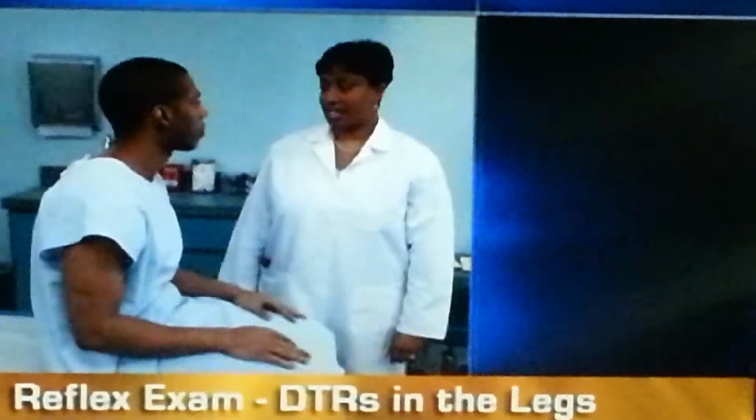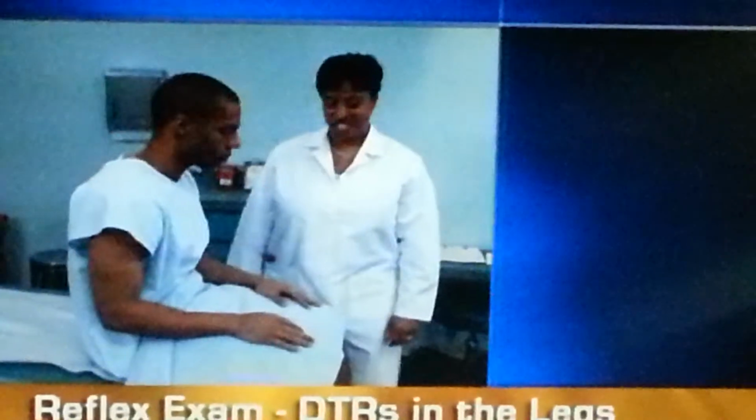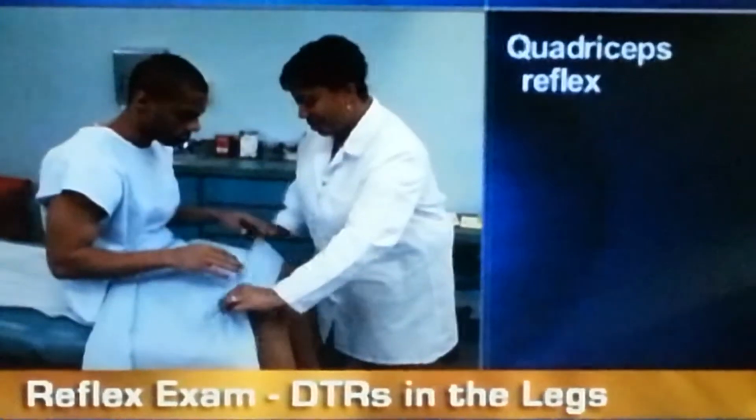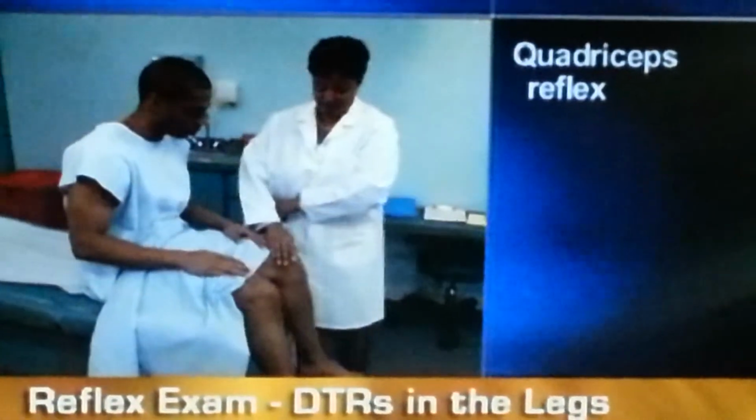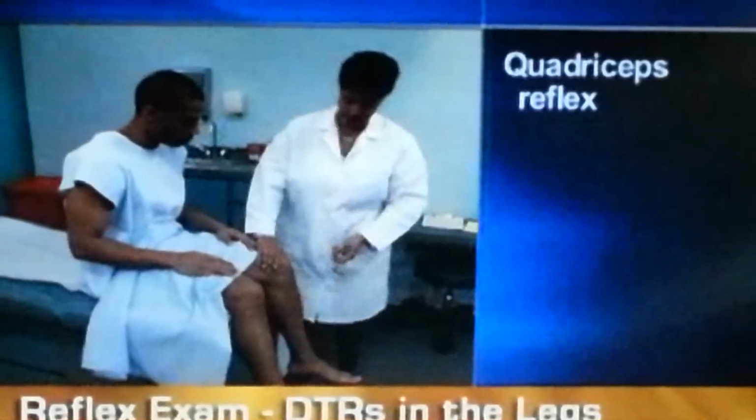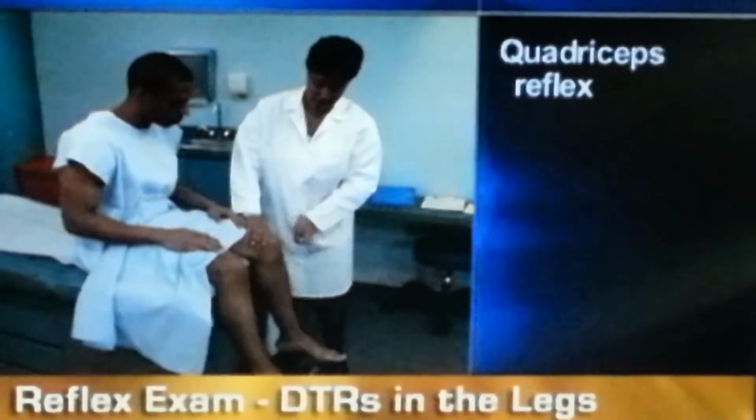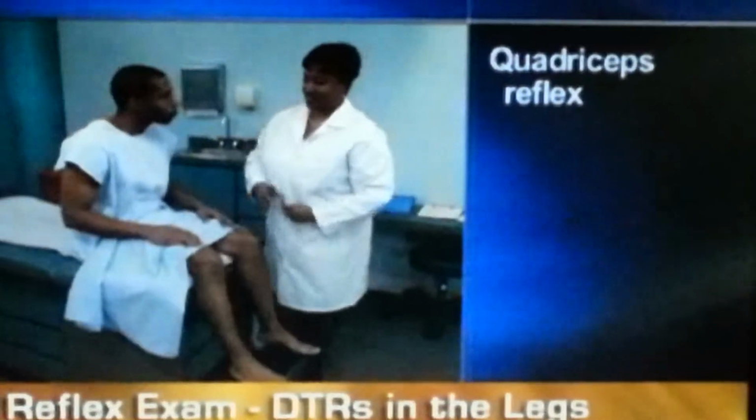Now we're going to check the reflex. Perform reflex testing in the legs, starting with the quadriceps reflex. With the person's lower legs dangling freely, strike the tendon just below the patella. This should elicit lower leg extension and palpable quadriceps contraction. Good. I'm going to check your reflex.